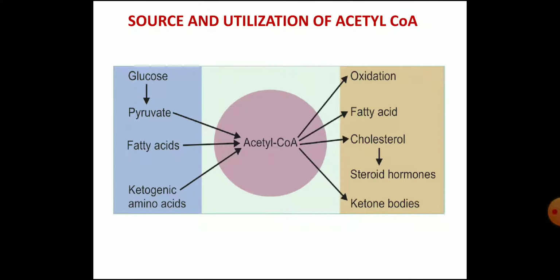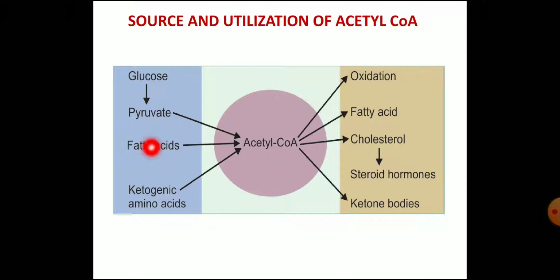Now we'll see what are the sources of acetyl coenzyme A. You have studied the sources in various metabolic pathways. In glycolysis, glucose is first converted to pyruvate, and then pyruvate is converted to acetyl coenzyme A by the pyruvate dehydrogenase reaction, where the pyruvate is oxidatively decarboxylated and produces acetyl coenzyme A. So this is the major source of acetyl coenzyme A.